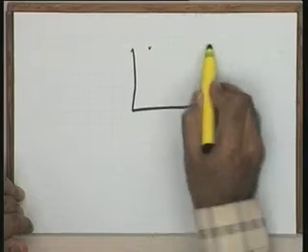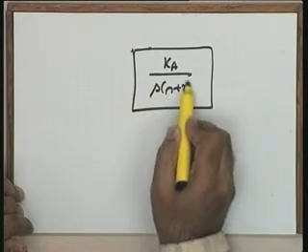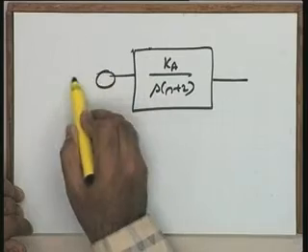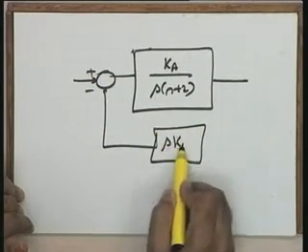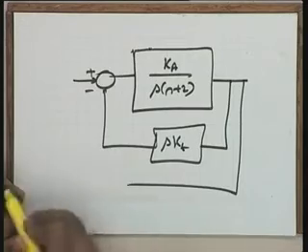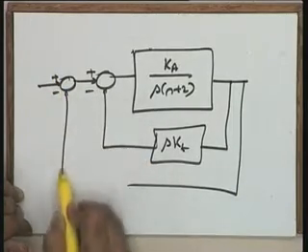Fine then. I think with this example all the rules probably have been given to you very clearly, and let me take a couple more examples, and then the next lecture will be completely on design. The other example I take is the following: Ka over S into S plus 2, it is a tachometric feedback. You can imagine this to be a position control system with tachometric feedback.